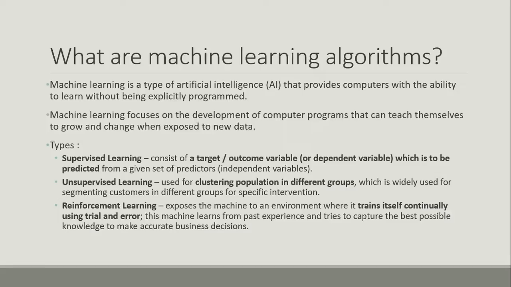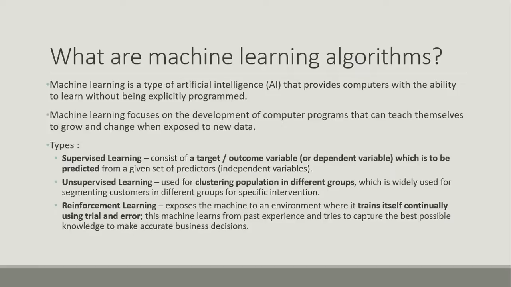So there are various types of machine learning algorithms. They can be classified as supervised, unsupervised, or reinforcement learning algorithms. In supervised learning algorithms, there is a target variable which is to be predicted from the given set of predictors. So basically, we have our training data and we want to find out a class or a target variable on the test data that we provide.